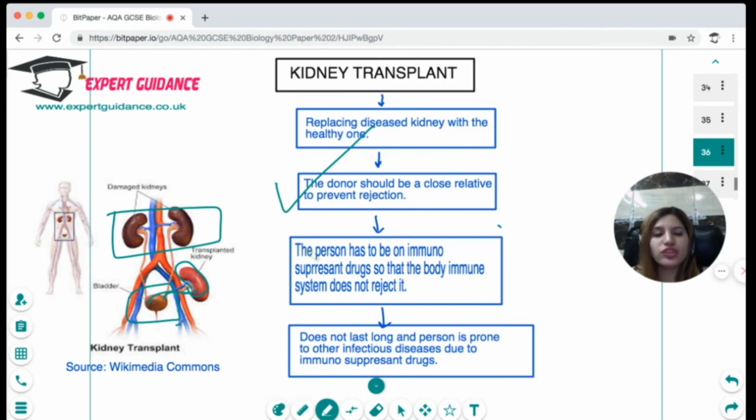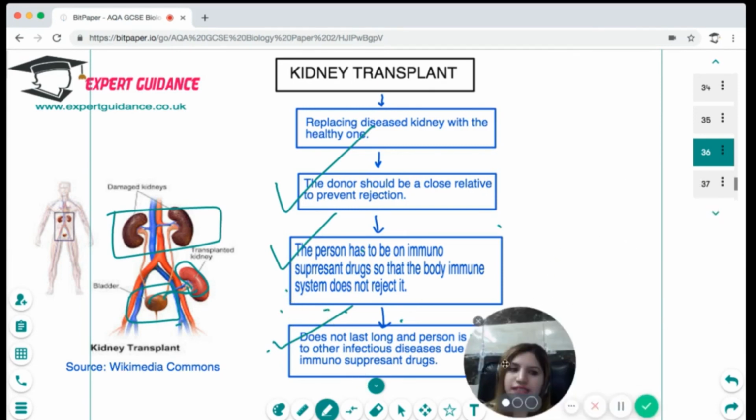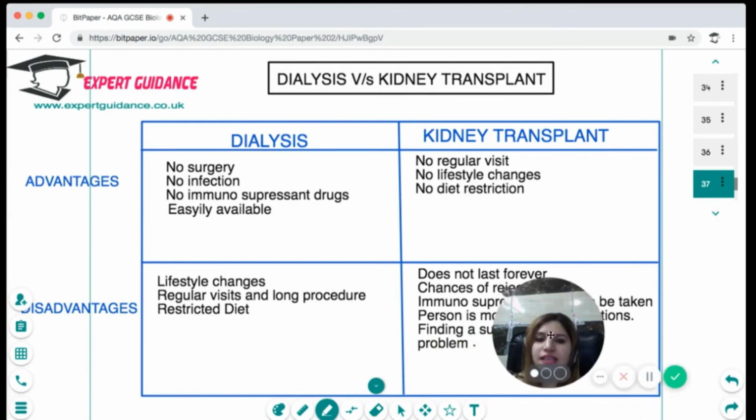So what we do in this case is the person has to be given an immunosuppressant drug so that the body's immune system does not reject it. But the problem is it does not last longer, and since the person is on immunosuppressant, the person can get prone to infectious diseases. Okay, so there is a trade-off.